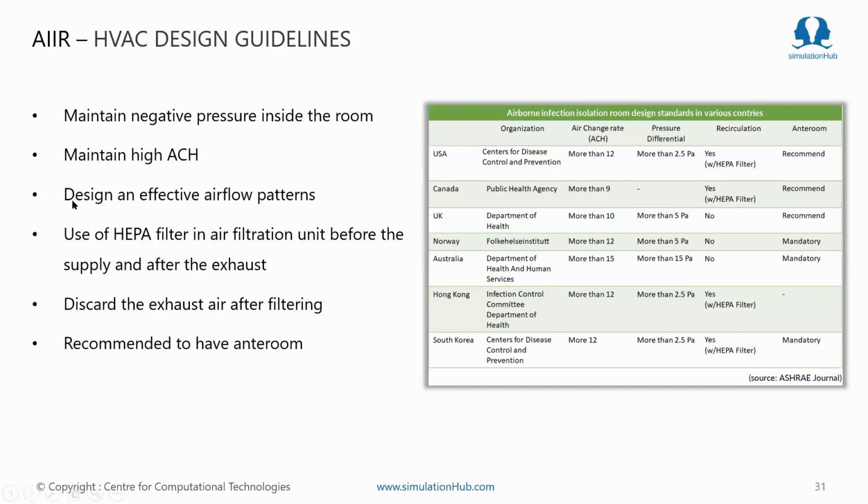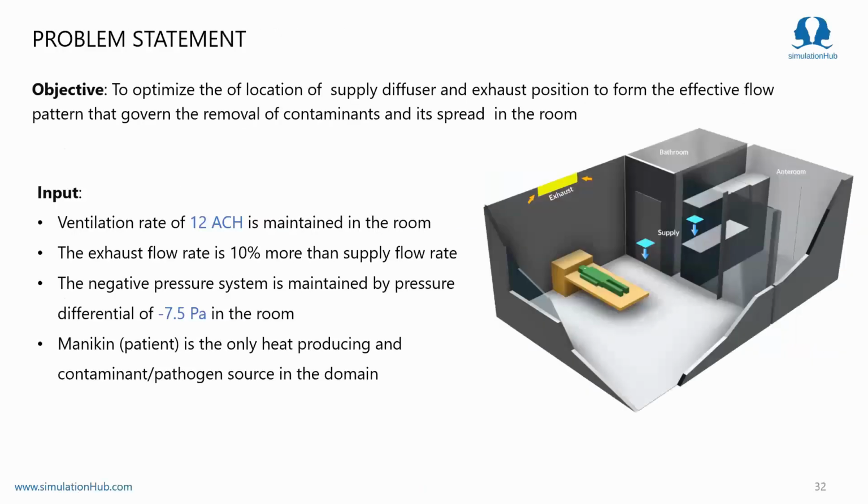But here the major question still remains the same: how can you design an effective airflow pattern? That itself depends on the position of the supply diffuser and outlets that govern the contaminant distribution. So now coming back to our case study, the objective of the study here is to optimize the location of the supply diffuser and exhaust position to form an effective flow inside the system that removes the contaminant from the space as early as possible without allowing it to spread.